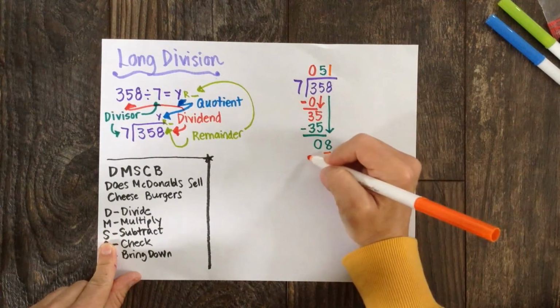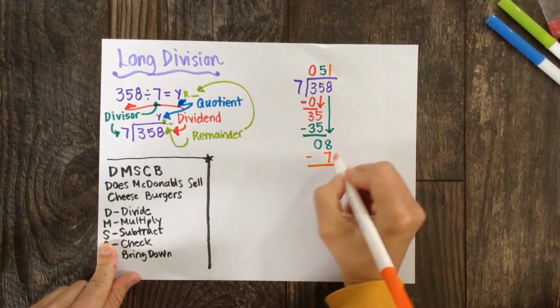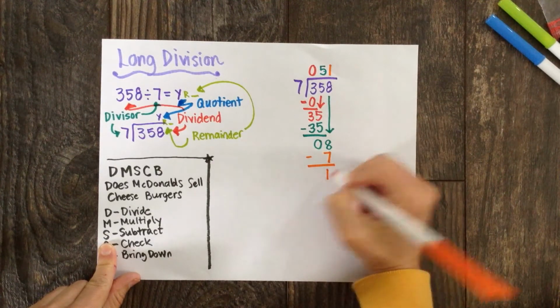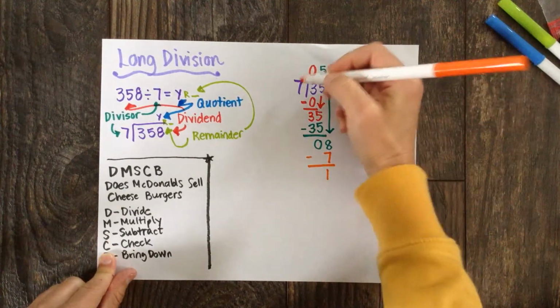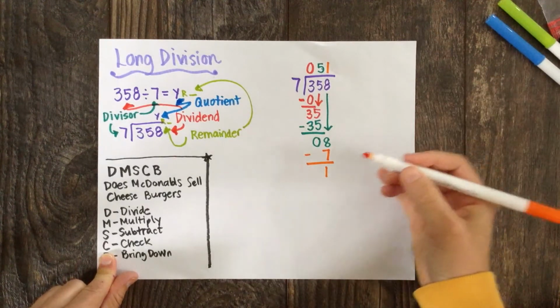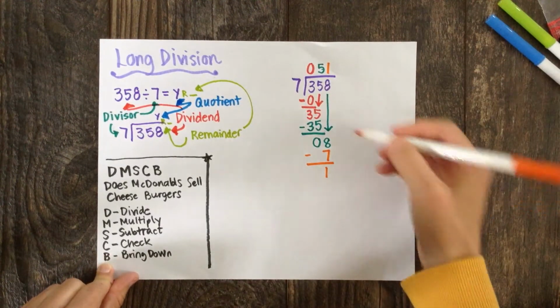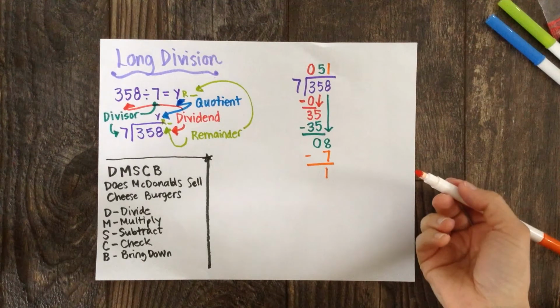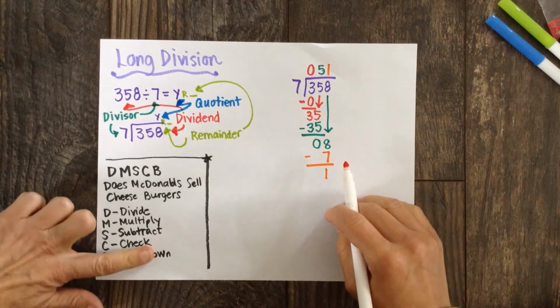I'm going to subtract what I have left here. 8 minus 7 is 1. I'm going to check. Is 1 less than 7? Is 1 less than my divisor? Yes, it is. Perfect. And I'm going to bring down. Doesn't look like I can bring anything down. So I'm going to stop there.